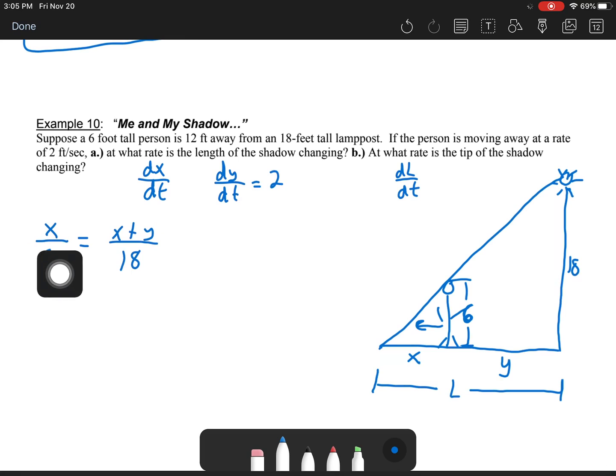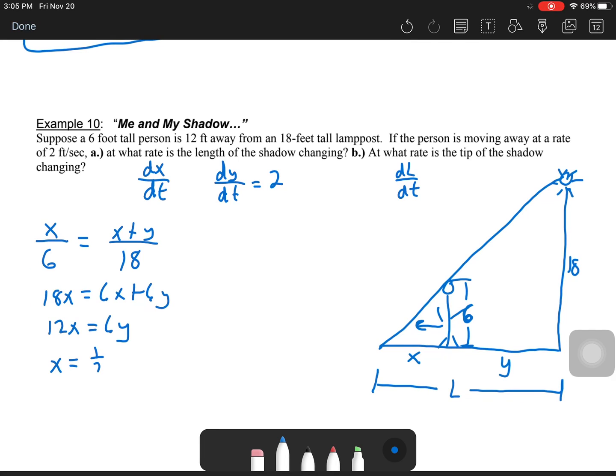Okay, so to simplify this, I'm going to cross multiply, right? x times 18 and 6 times x plus y. So I'd have 18x equals 6x plus 6y. And if I combine some terms here, subtract the 6x from both sides, I'd have 12x equals 6y. And then if I solve that for x, I would have x equals 1/2 y.